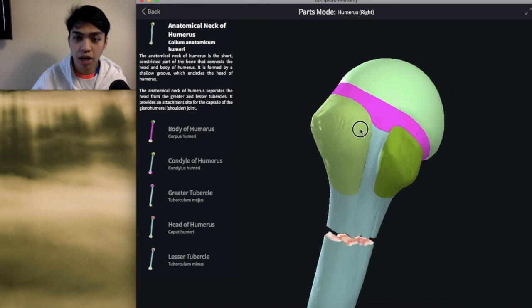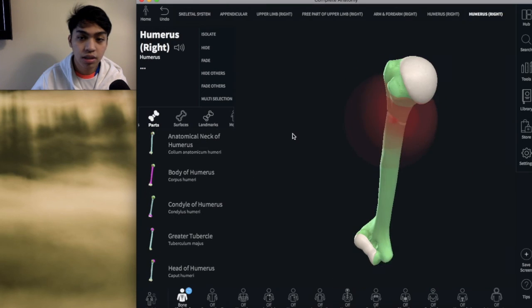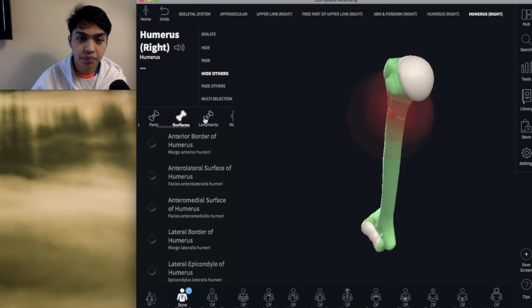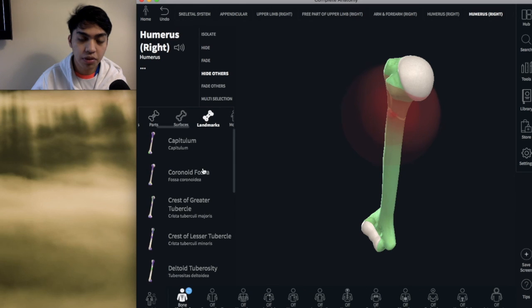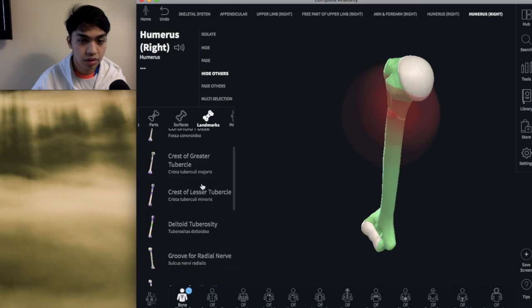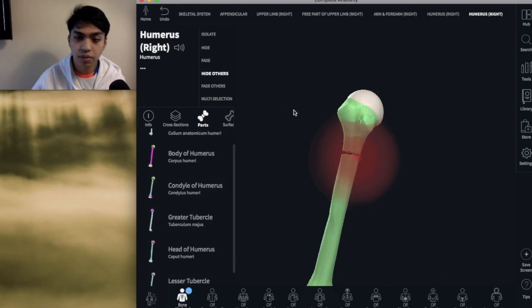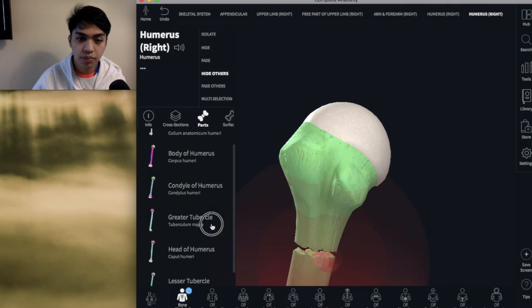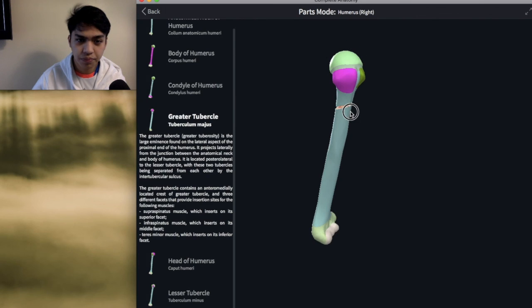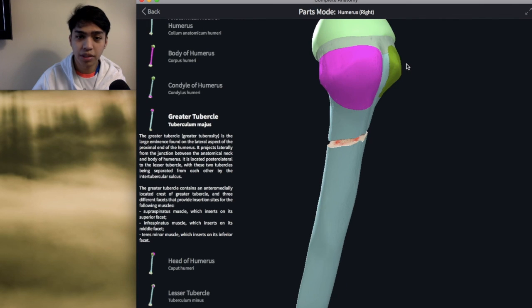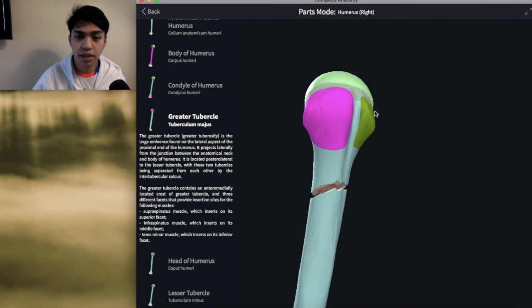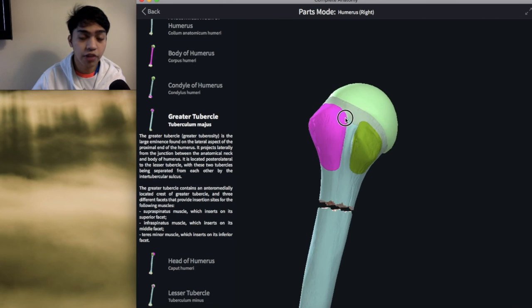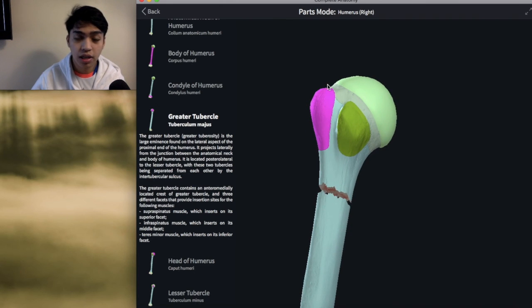This prominent area, or the eminence in the humerus, is what we call the tubercles. Now this portion right here, the eminence, the bigger one, the large eminence found on the lateral aspect on the proximal end of the humerus is the greater tubercle.